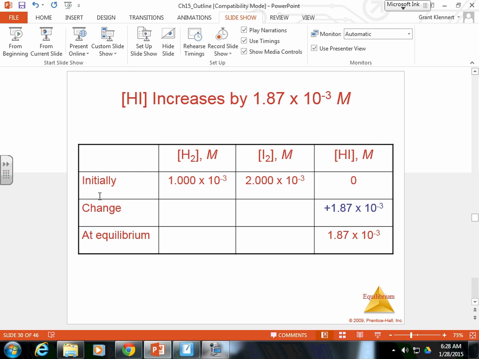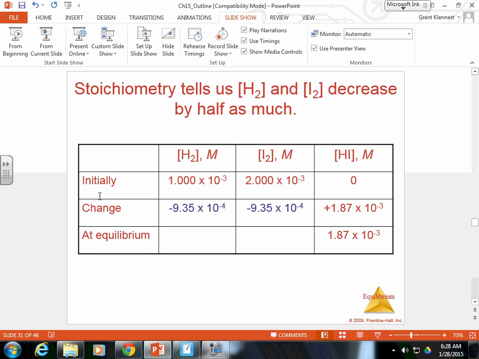So using stoichiometry, we can take that 1.87 times 10 to the negative third and divide it by 2 moles, because we have 2 moles of HI and 1 mole each of H2 and I2. So when we take 1.87 times 10 to the negative third and divide it by 2, it tells us that the change for both H2 and I2 was 9.35 times 10 to the negative fourth. That is how much it's losing. So our reactants are losing concentration, our products are gaining concentration.